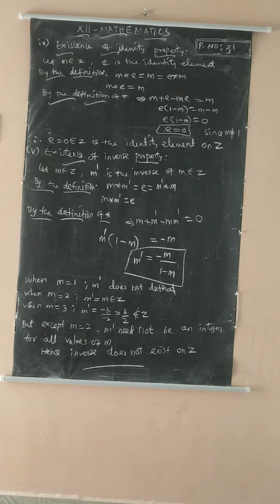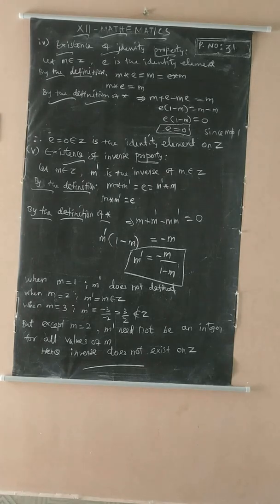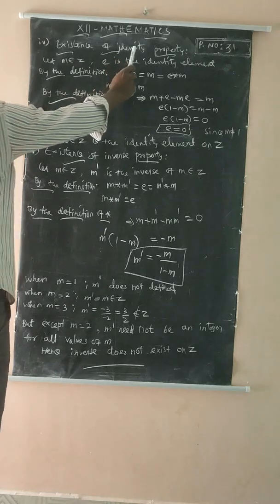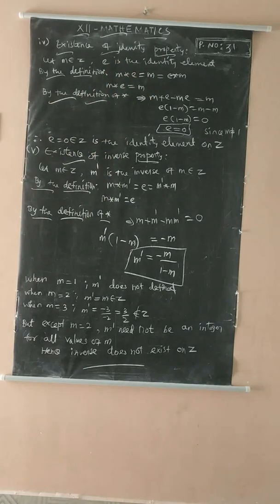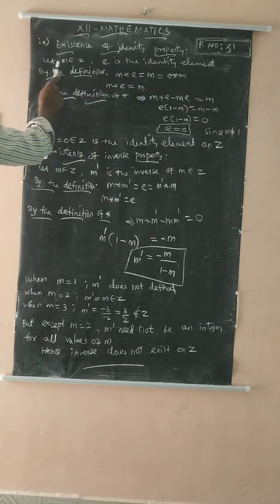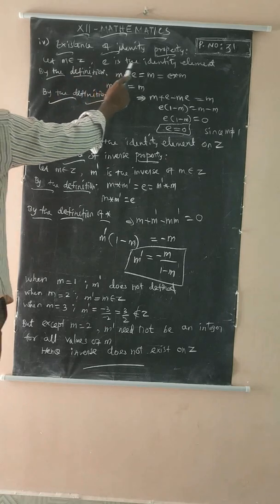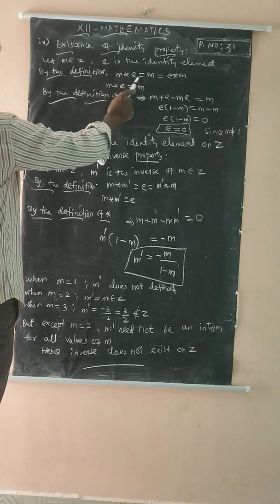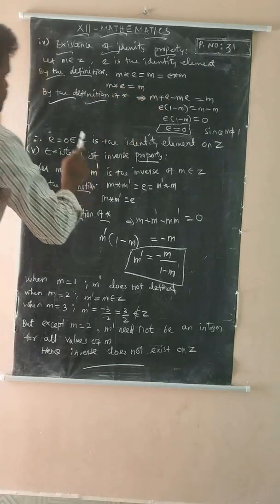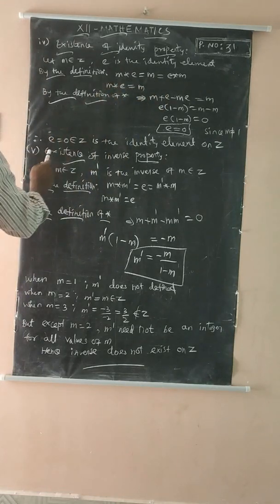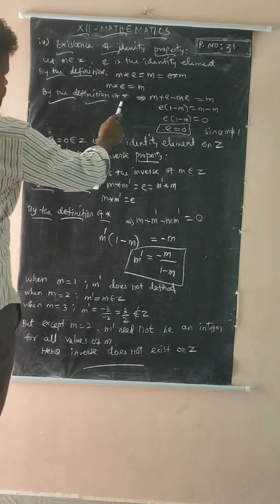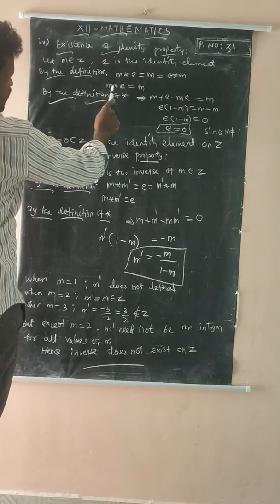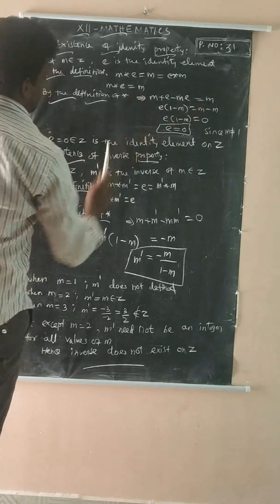Okay, students. Now see the fourth subdivision, existence of identity property. Let m belongs to Z, and e is the identity element. By the definition of identity, m star e equal to m, which is equal to e star m. Now take the first part, m star e equal to m. So by the definition of star, that is m plus e minus me equal to m.